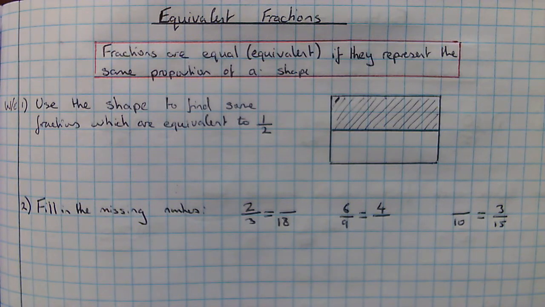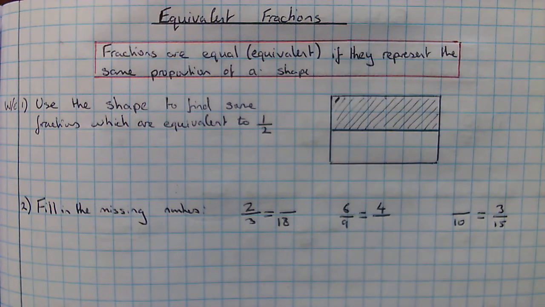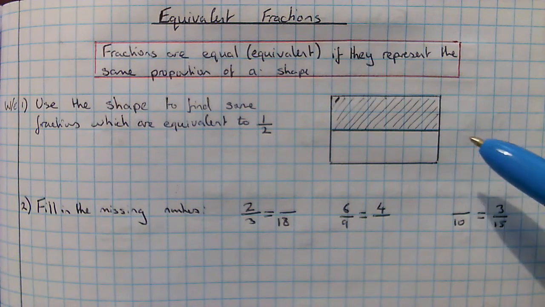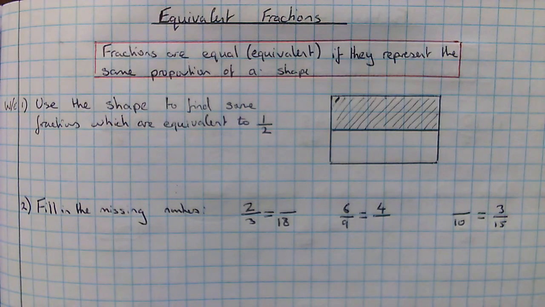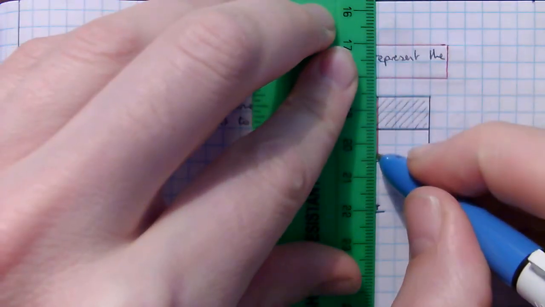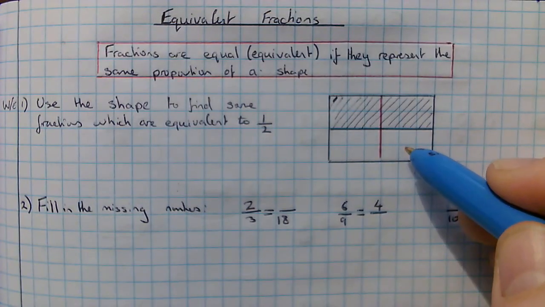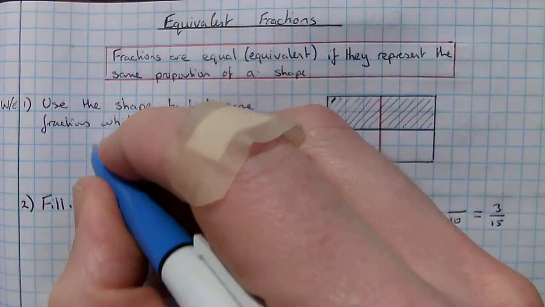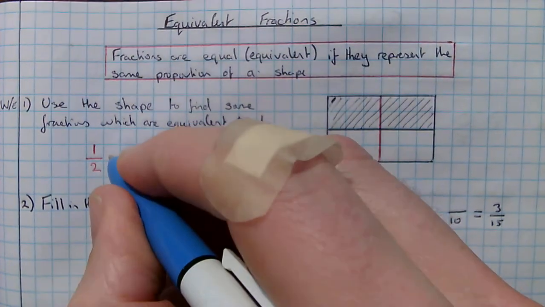So we're going to start with the idea of equivalent fractions. Fractions are equal, or what we call equivalent, if they represent the same proportion of a shape. What you can see here is half a shape is shaded. I know that it's half a shape because it's divided into two equal parts and the top half is shaded. Now, if I were to take my pen and draw a red line down here, we should see that I've now got 1, 2, 3, 4 equal parts, and the parts have to be equal, of which 2 are shaded. So I can say that a half is the same, because it covers the same area, as these 2 quarters.